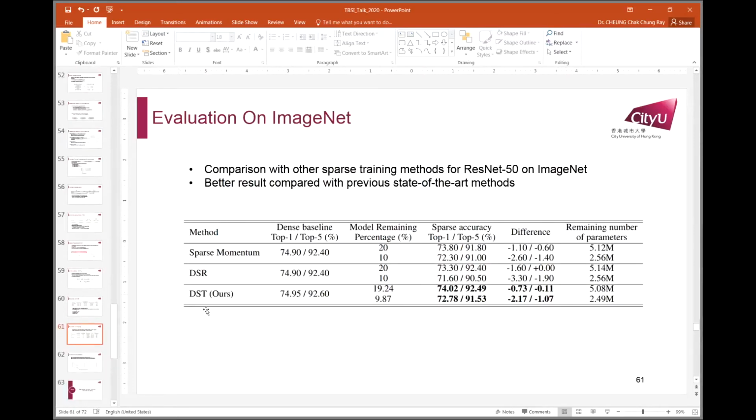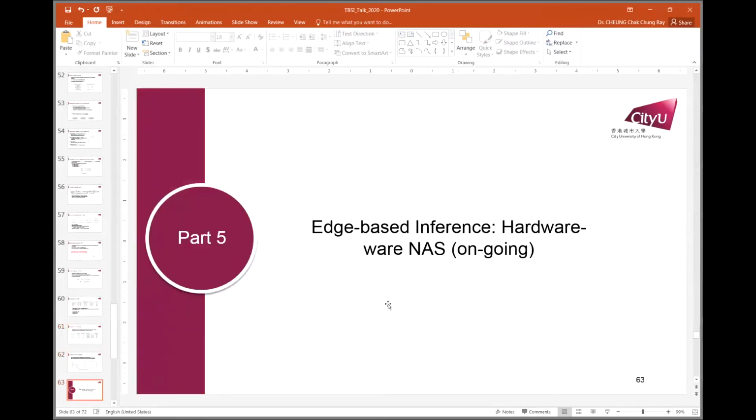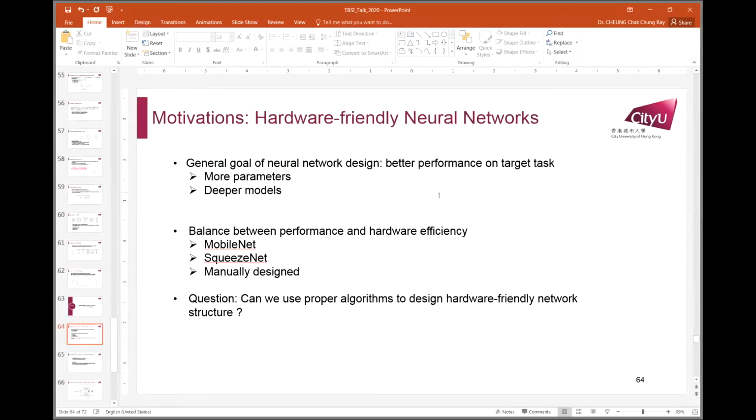So if we compare our work with other sparse networks, you can see the result: we are still comparable to the other work. And the model remaining, okay, this is the model remaining. The final model remaining is about 20% to 10%. So we're able to achieve this goal. And finally, I guess everybody will be interested to know more about what our work is doing at this stage.